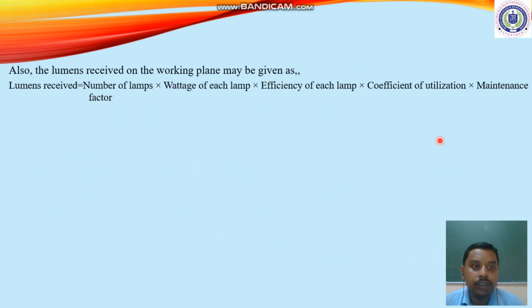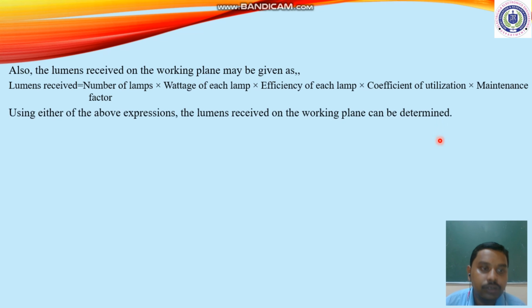And for the illumination on the working plane, the formula is: illumination equals the number of lamps times the wattage of each lamp times the efficiency of each lamp times the coefficient of utilization times the maintenance factor. With these two equations we determine the illumination of the working plane.